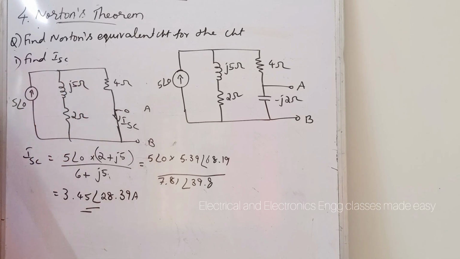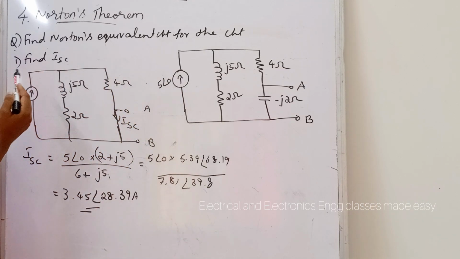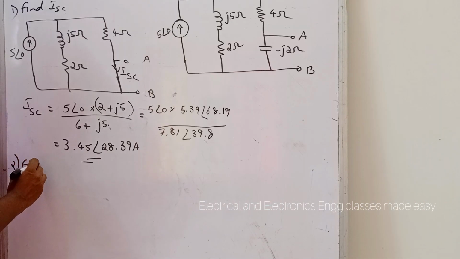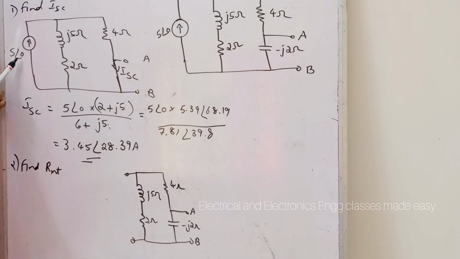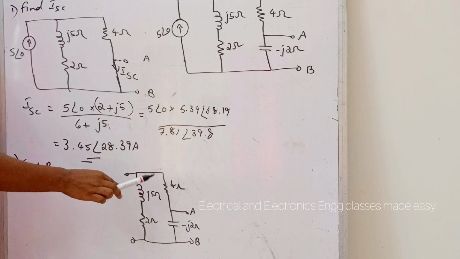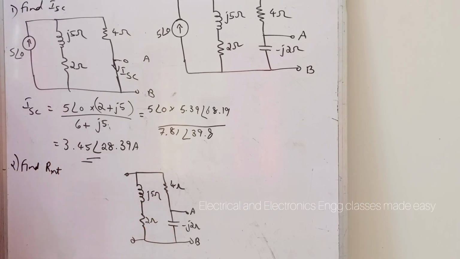Now we have to find R internal. To find R internal, we have to deactivate the sources. Here this is a current source, so we have to open this current source and redraw the circuit diagram. After deactivating this current source, we will get the circuit diagram like this. Across these two terminals, that is AB, we have to find R internal.